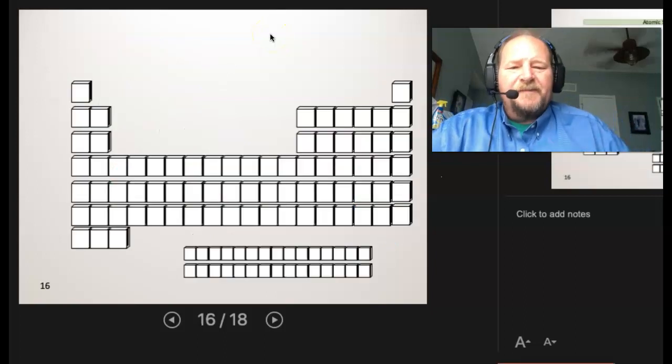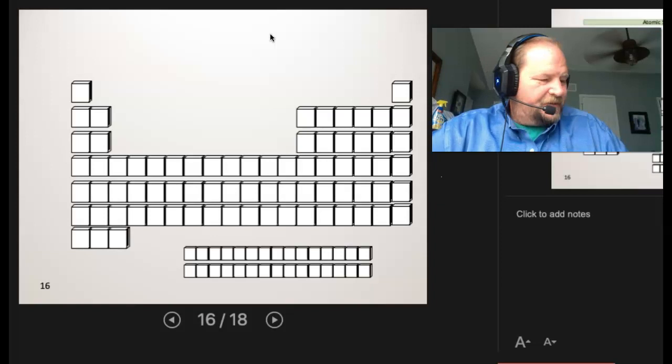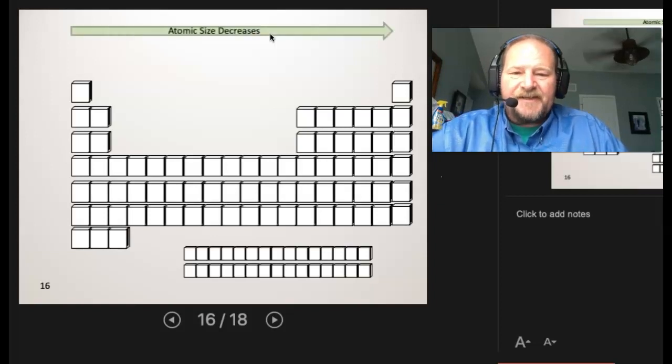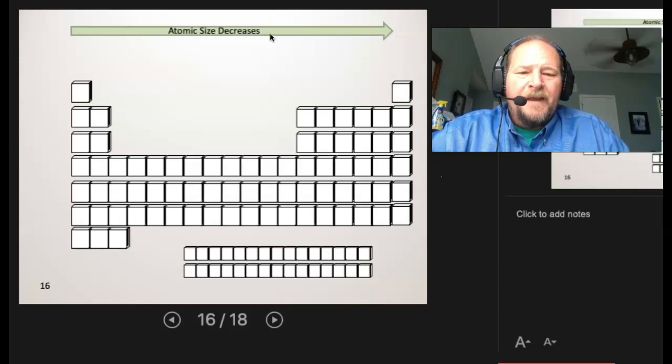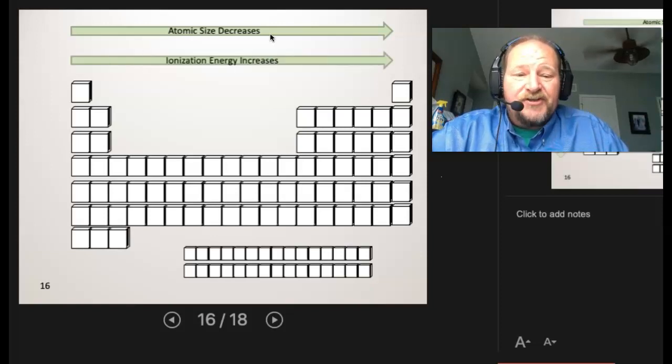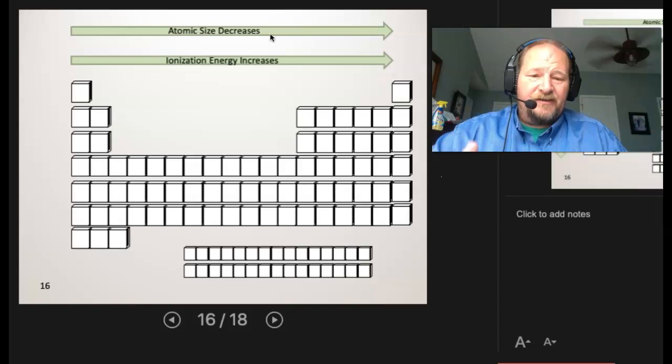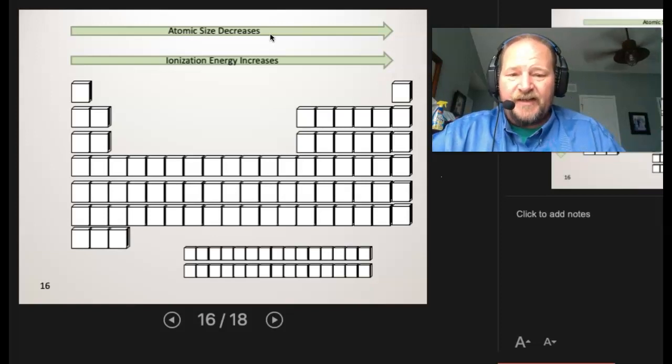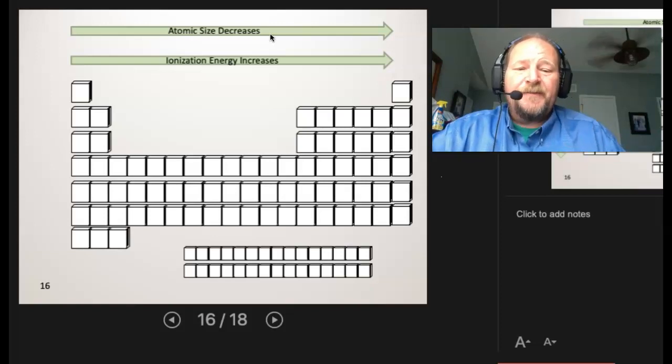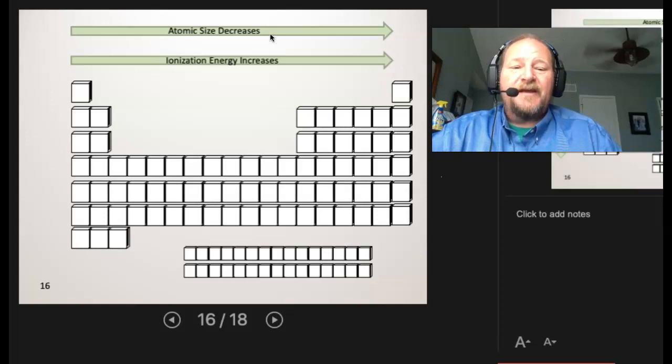Now, what is it I'm going to ask you to do? Again, it's going to be generalizations. So as the atomic size goes across from left to right, it's going to decrease. Now, the ionization energy is going to go up. So they're opposite of each other. So while I'm asking you to know 4 trends, technically it's only 2, because if you know 1, then the other one is the opposite.